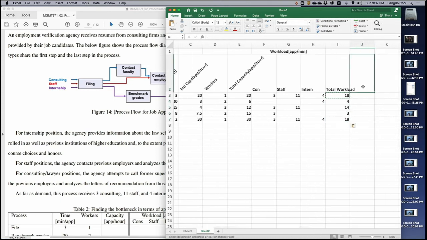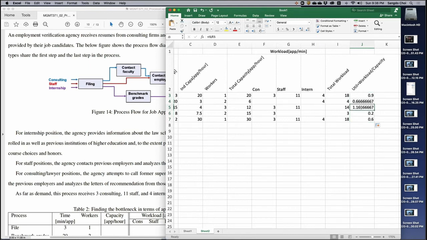And finally, you can compute the utilization. Utilization is simply output divided by input, or workload divided by capacity. Then utilization will be 18 divided by 20. So utilization is 90%, which means they will work 90% of their work time. The 10% they can take a break.